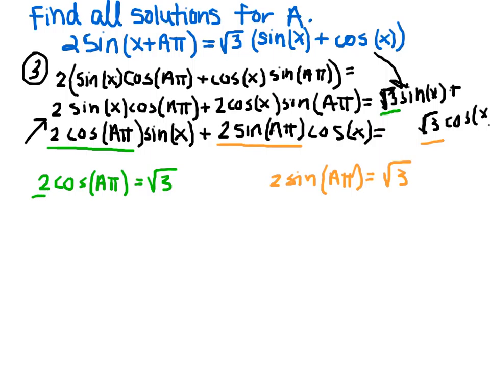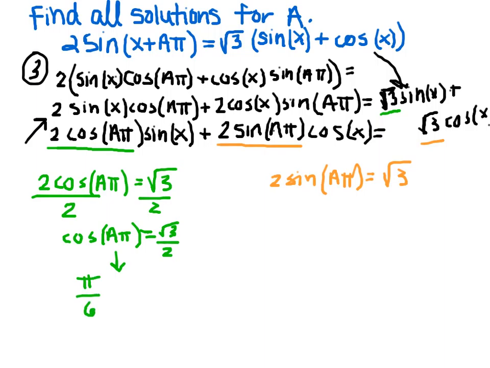So we divide by 2 on both sides, and we're left with cosine of a pi equals the square root of 3 divided by 2. Now you know when the cosine is equal to the square root of 3 over 2, that's when this angle is pi over 6. So whatever is inside has to equal pi over 6. So we set pi over 6 equal to a pi, and to solve for a, we divide by pi on both sides. We find that a is equal to 1/6.